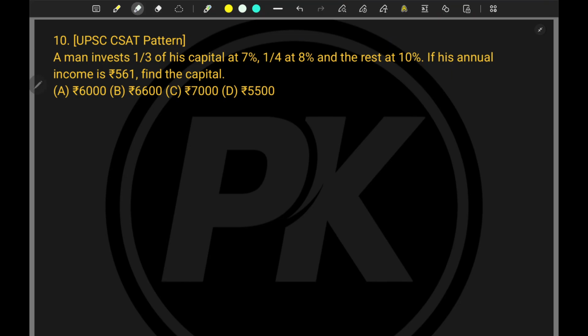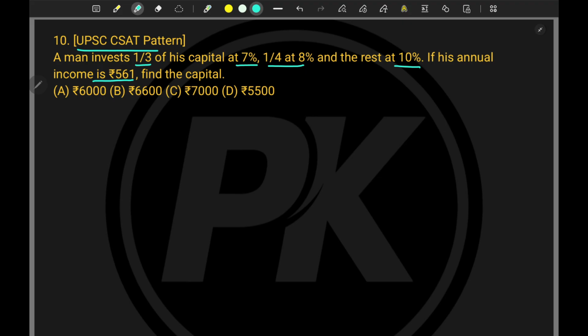So this is problem number 10, and this is a very interesting problem. This problem was asked in the UPSC CSAT examination. A man invests one third of his capital at 7%, one fourth of his capital at 8%, and the rest of the capital at 10%. Now, if his annual income is 561, then we have to find out the capital. This is a simple problem, but it looks like a lengthy problem.